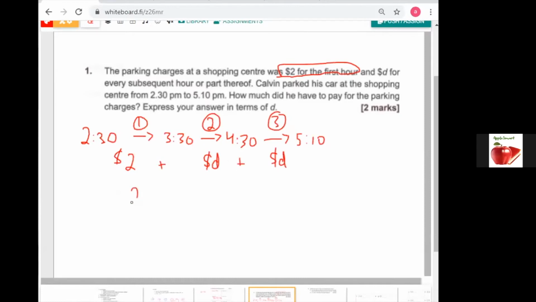So what's 2 plus D plus D? Okay. And I would explain, obviously, the 2 doesn't have a D, so it cannot be added to anything else. It does not have any like terms. But what's D plus D? Those are like terms. We can add them together to give 2D. So this is our answer. He had to pay $2 plus 2D. We cannot answer any further because we do not know what that D is.